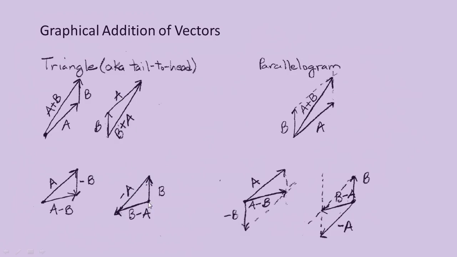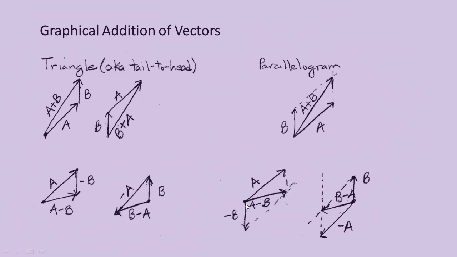And if we do the tail to head method again, we see that we get a resultant vector b minus a that is different than a minus b. So it does matter what order you subtract these vectors in. Now, the parallelogram method, we just use the same process.